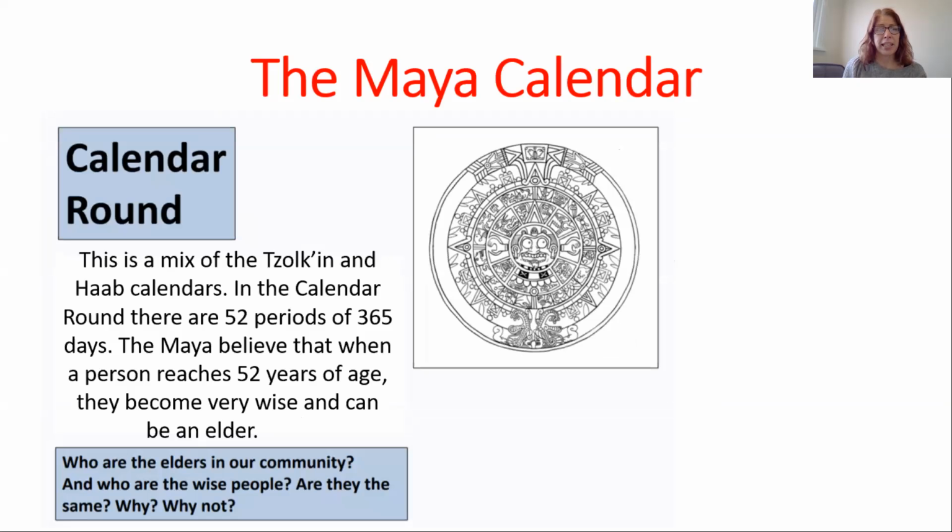Here's another one, and some key numbers again that you might recognize. 52. I wonder if you know how 52 fits into our calendar. It's something that you can talk about with an adult. And 365 again. Now, the Maya believed that when you reached 52 years of age, you became very, very wise and you could be called an elder. So I'm afraid I'm still a long way away from being very, very wise and an elder. The question there is, who are elders in your community? Careful who you say. You don't want to upset anybody.